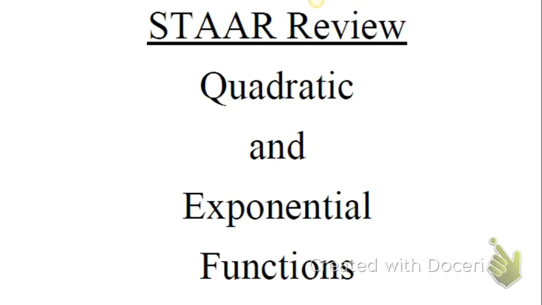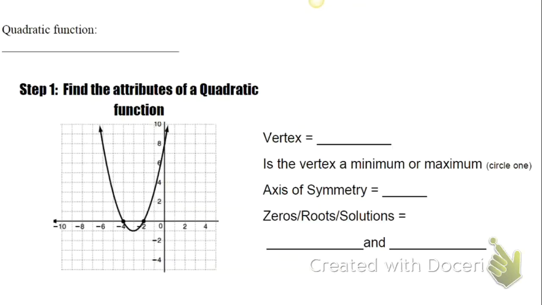Start review of quadratic and exponential functions. We're going to begin with quadratic functions. A quadratic function is a function in the form of f of x equals ax squared plus bx plus c. The graph of a quadratic function is called a parabola.